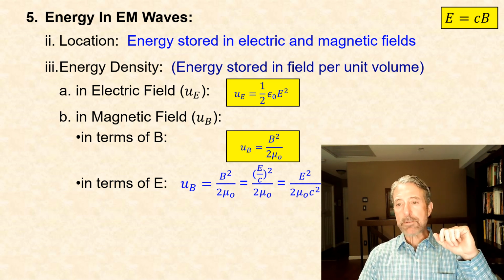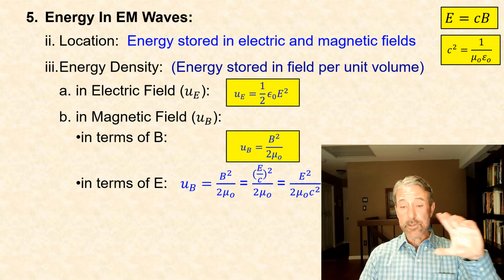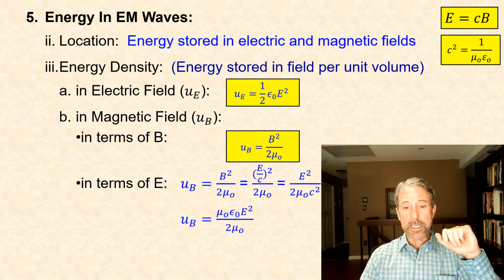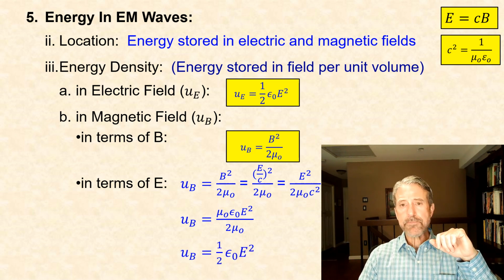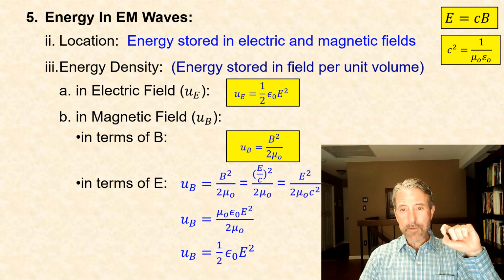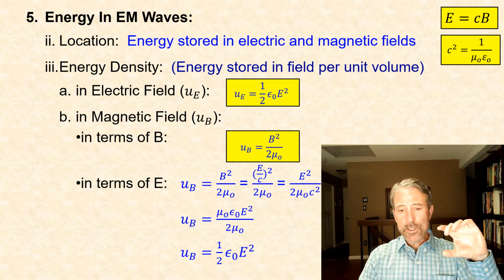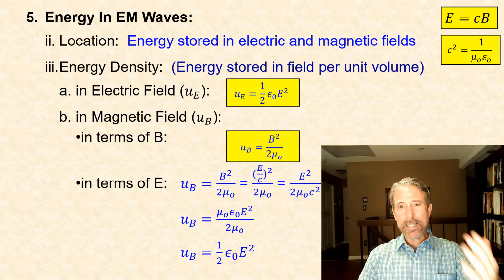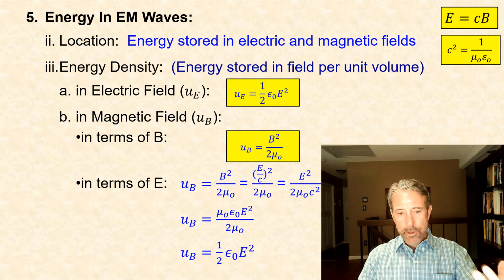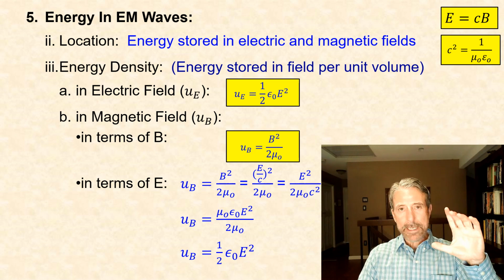Let's make another quick substitution here using the fact that c squared is equal to 1 over mu naught epsilon naught. When we plug that in and simplify, lo and behold, look at what we discover. We discover that the energy density of the magnetic field is exactly equal to the energy density of the electric field. In other words, for an electromagnetic wave, the energy is stored equally amongst these two fields.